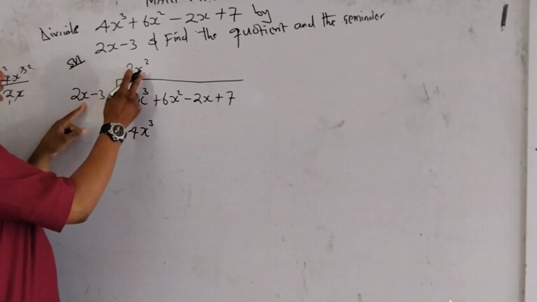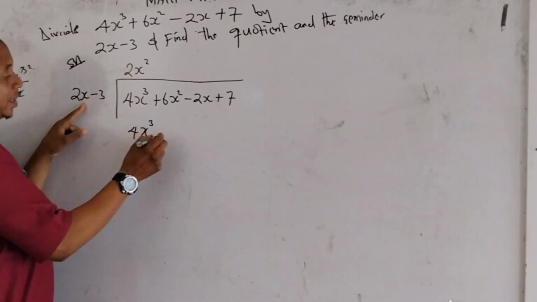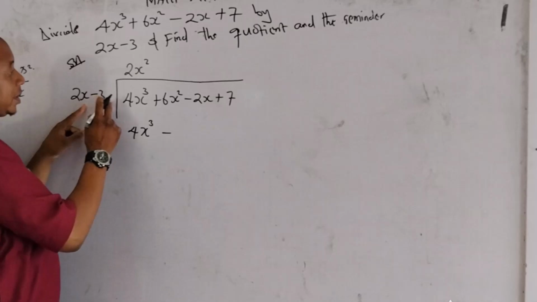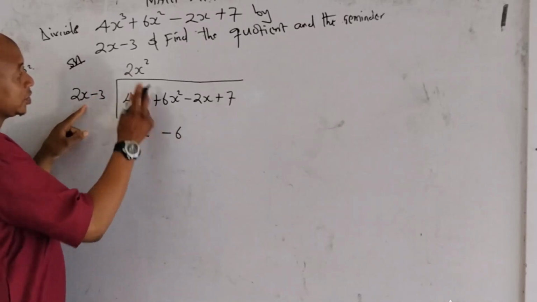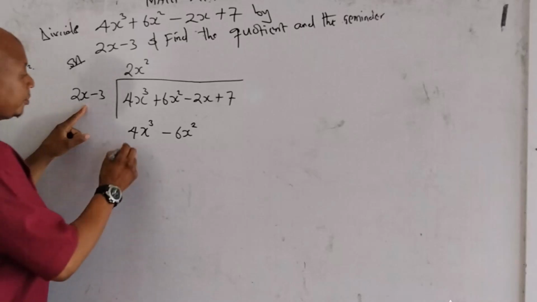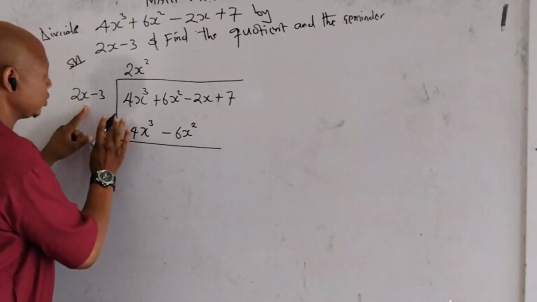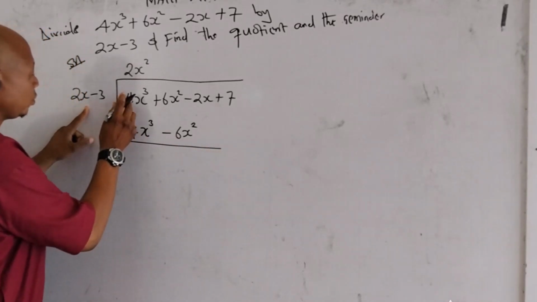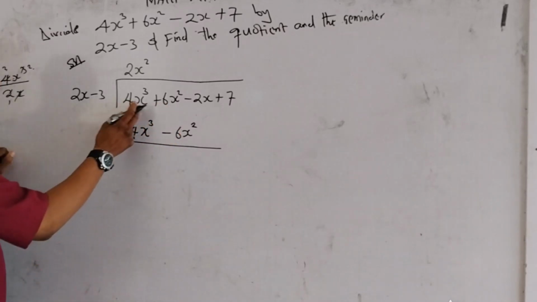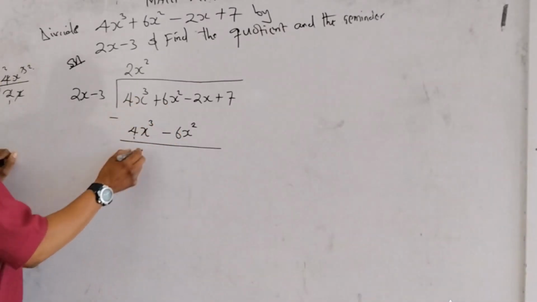Then this same 2x squared times this minus 3. I have plus times minus is minus. 2x squared times 3, 2 times 3 is 6. So I have the variable x squared, so 6x squared. So from here I'm going to subtract. Subtract this function with this. What is common, you subtract. So 4x cubed minus 4x cubed is 0. So I have 0.